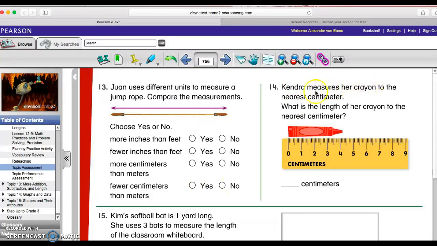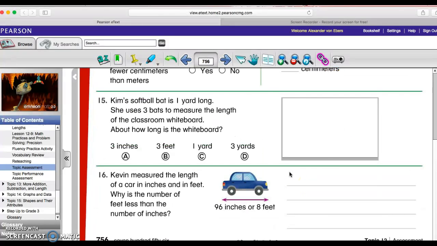Kendra measures her crayon to the nearest centimeter. What is the length of her crayon to the nearest centimeter? So I don't want 4.5 or 7.5 or 12.5. Nearest centimeter, nearest whole number.